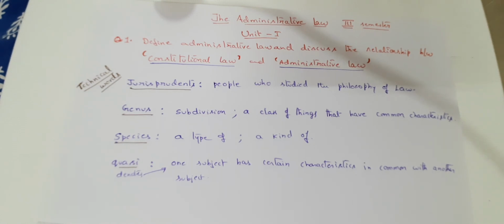The constitutional law is a theoretical one. It gives the power of supreme legislation to the parliament, whereas the administrative law is a practical and functional one, and always is subordinate to the constitutional law. And these are the important points that can be mentioned for this particular question.